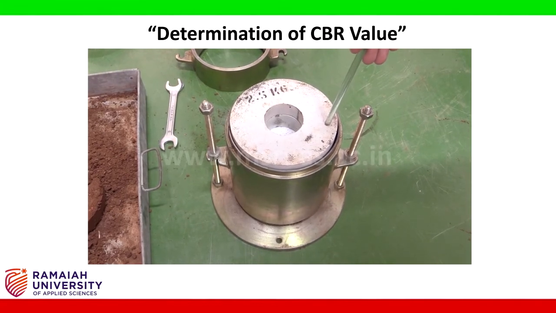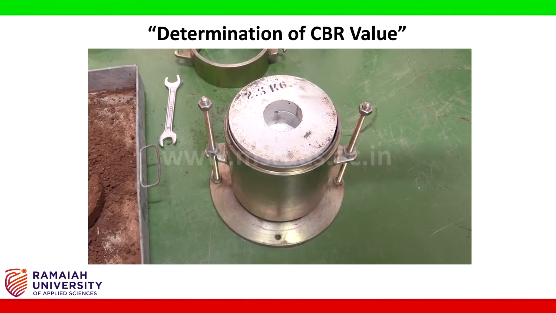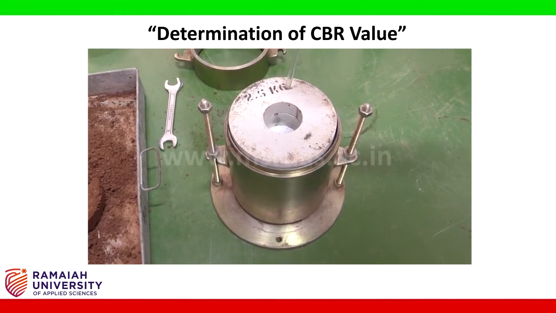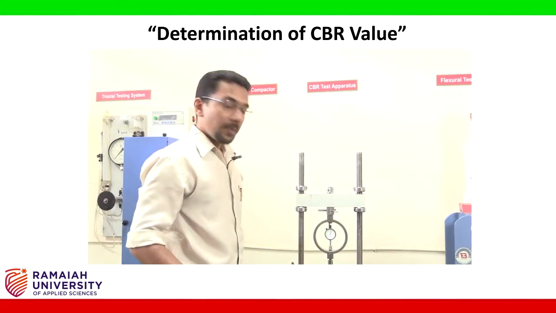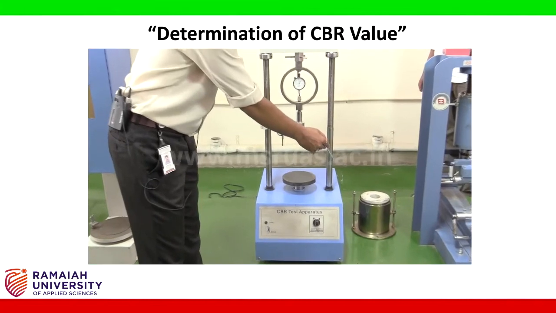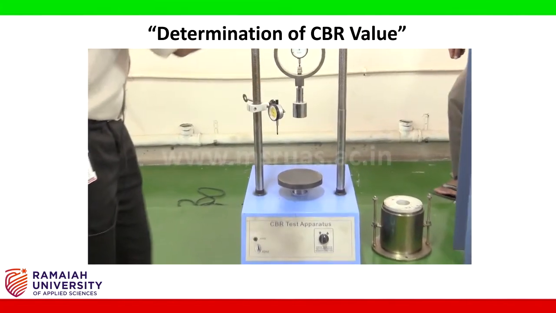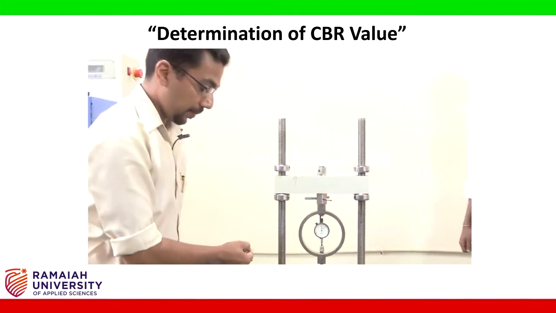So we are concentrating on the unsoaked CBR test, and hence we need not soak the specimen before the testing process. Once the surcharge plates are placed, it is now time to test the specimen. We have now prepared the CBR specimen and it is being placed aside here. It is now time to understand the CBR test apparatus before we start with the experiment.